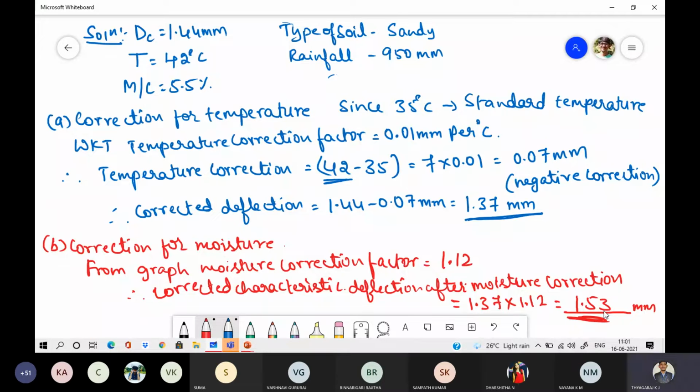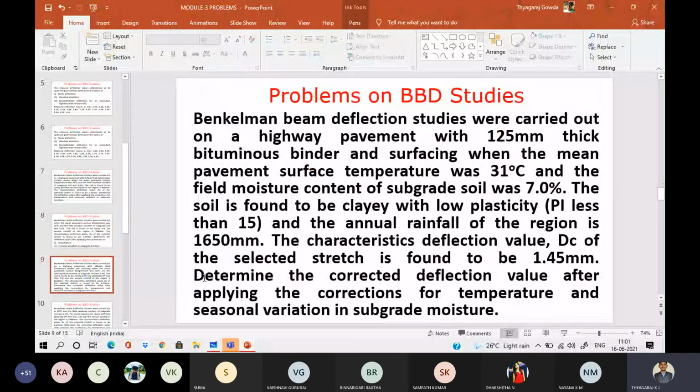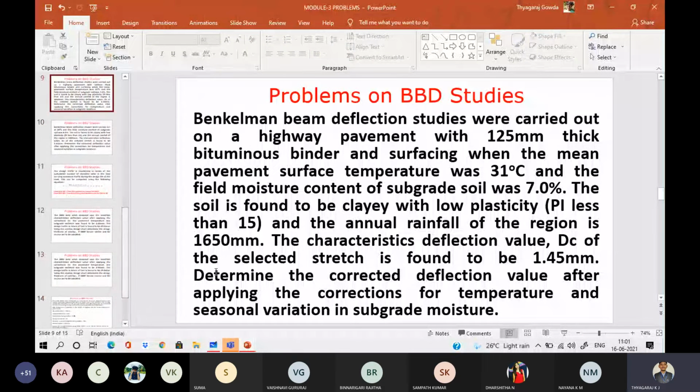Completed? Yes, sir. Okay. The questions are a little bit lengthy, but the solutions are very simple. So kindly note down the next problem. The questions look lengthy, but the solutions are very simple. So kindly note down.